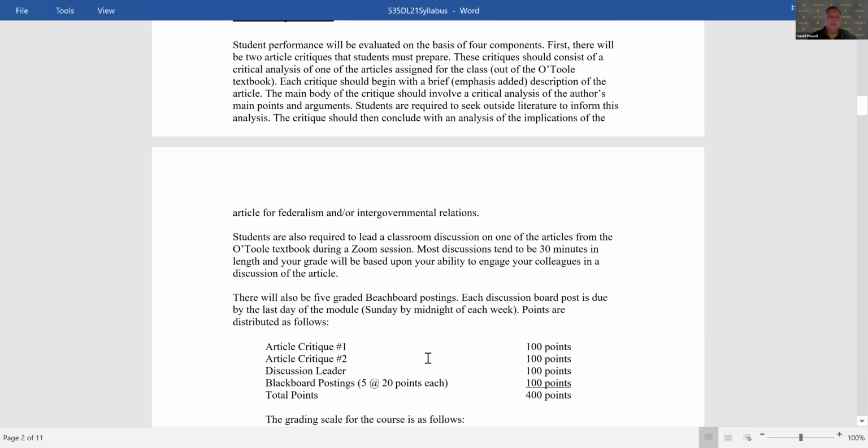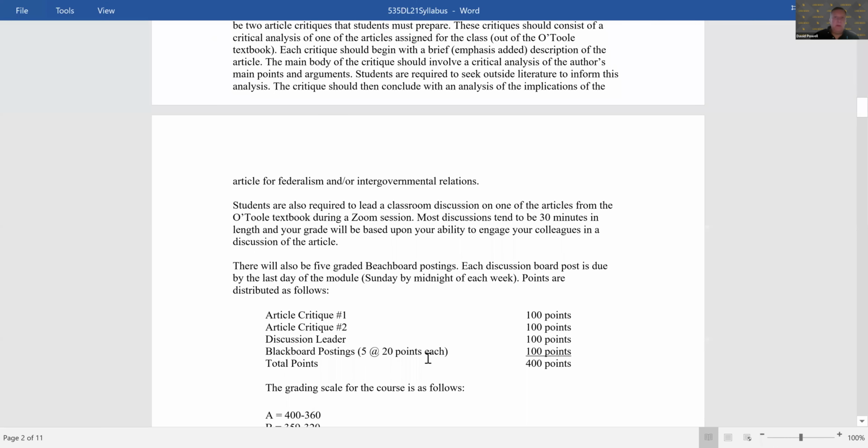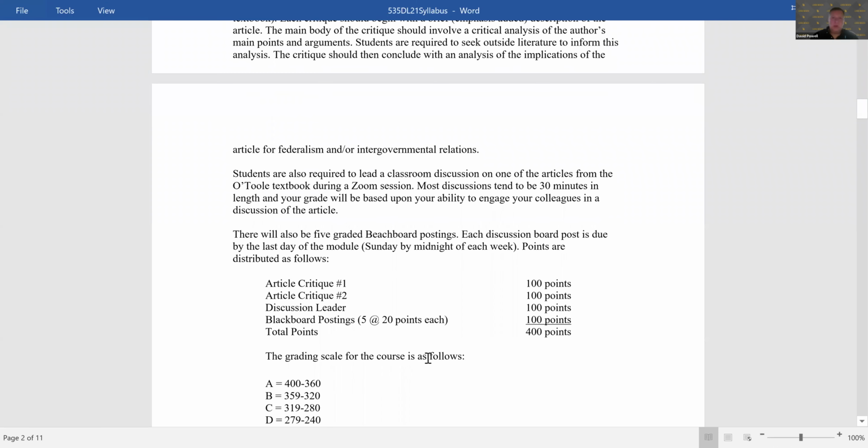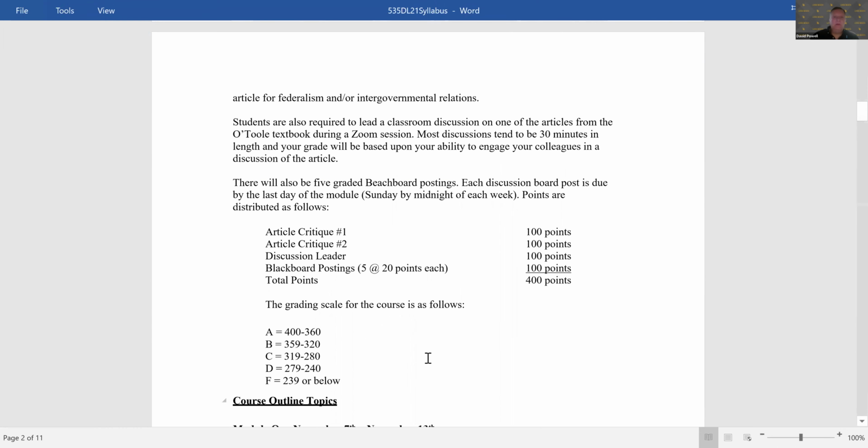Those are going to be due on Sunday by midnight. That will then allow me to review them on Monday. And if there's any information I need to bring into class, I can have the time to do that by Monday evening. So 2 article critiques, each worth 100 points. Discussion leader assignment worth 100 points. And then 5 graded Blackboard posts at 20 points apiece. Again, 10 points for your initial post, 5 points for your responses to 2 colleagues. All adds up to a total of 400 points.